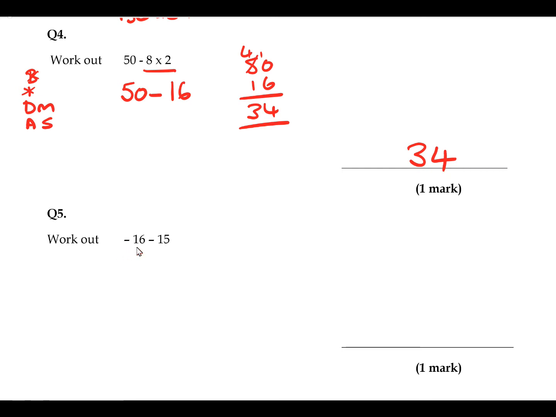Question 5. Work out minus 16 minus 15. Now if you're at all confused, just sketch your number line. So we're starting at the number minus 16 and we're subtracting another 15. So we're going further in this direction by 15, so we end up at minus 31. So the answer for 1 mark is minus 31.